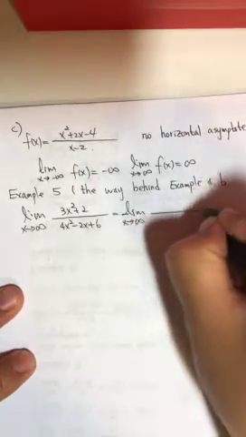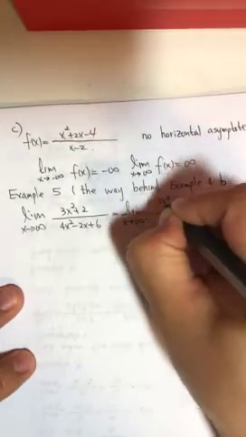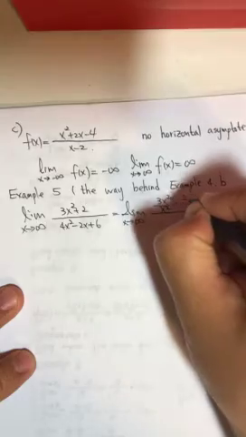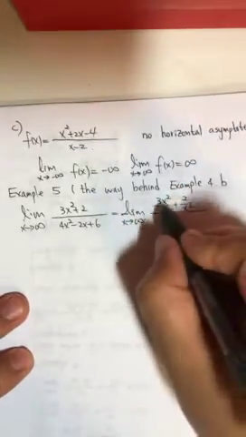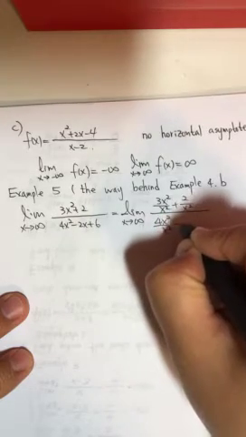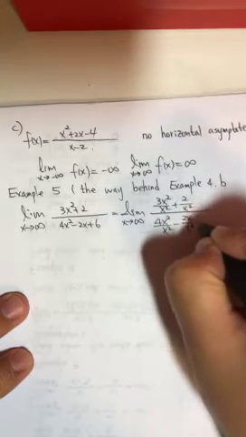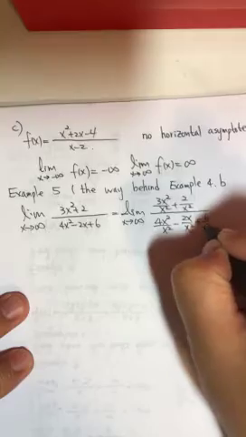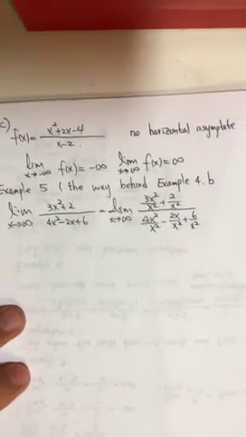So what is 3x squared divided by x squared? 2 divided by x squared. You have to divide every term by x squared. You have to divide every term by x squared. You do something to the top, you have to do exactly the same thing to the bottom.